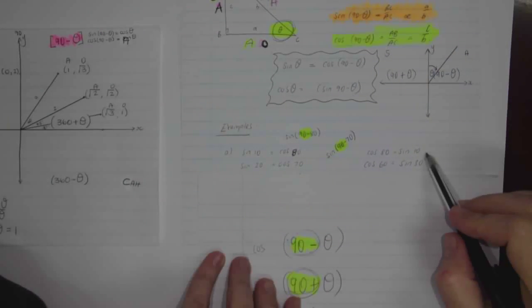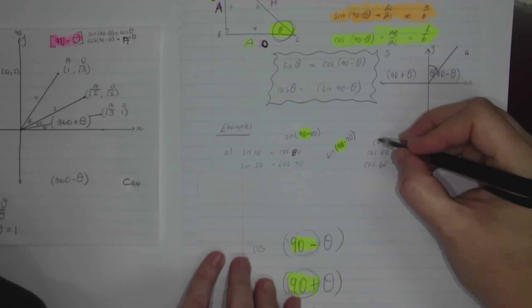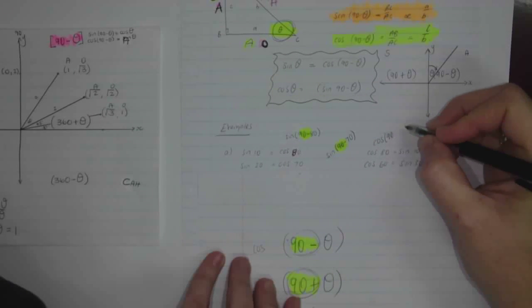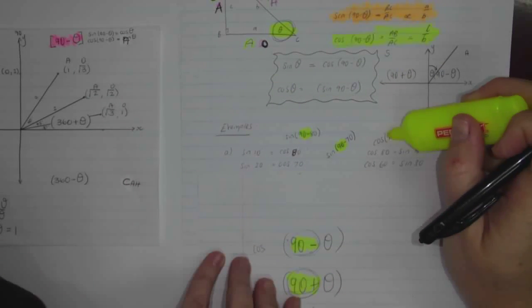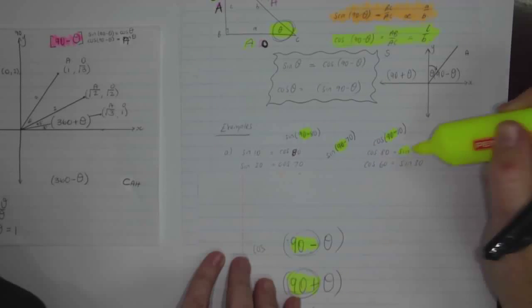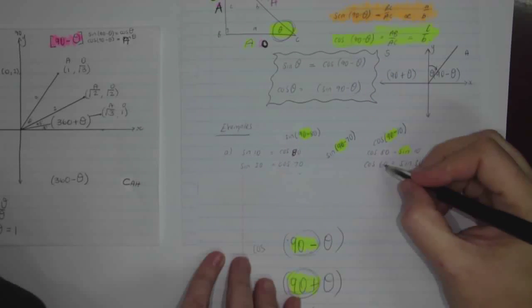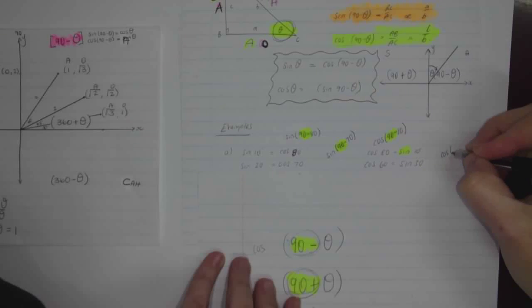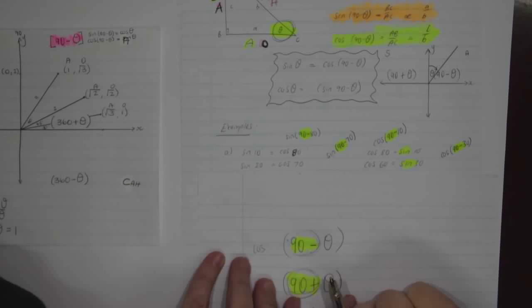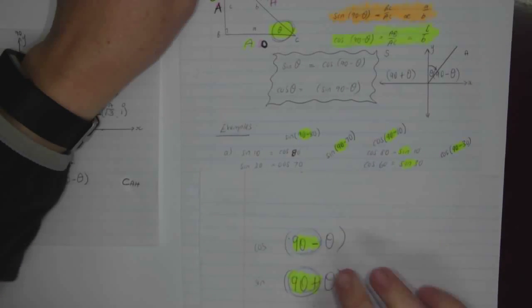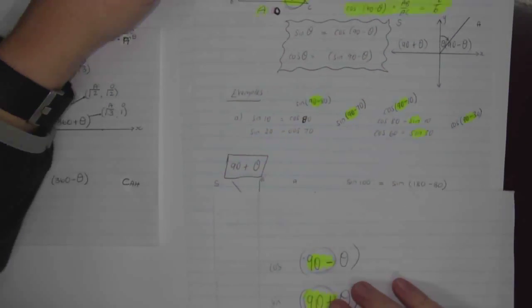So I did two more here. If I have cos of 80, it's cos of 90 minus 10. The 90 minus changes cos to sine of 10. Cos of 60 is cos of 90 minus 30, and because I am using 90 minus, cos will change to sine, and then I have 30. Okay, not that bad. Now we're going to move to the third quadrant.